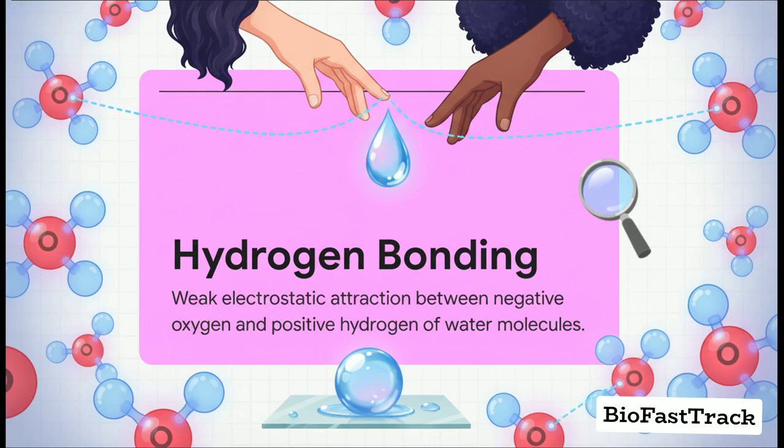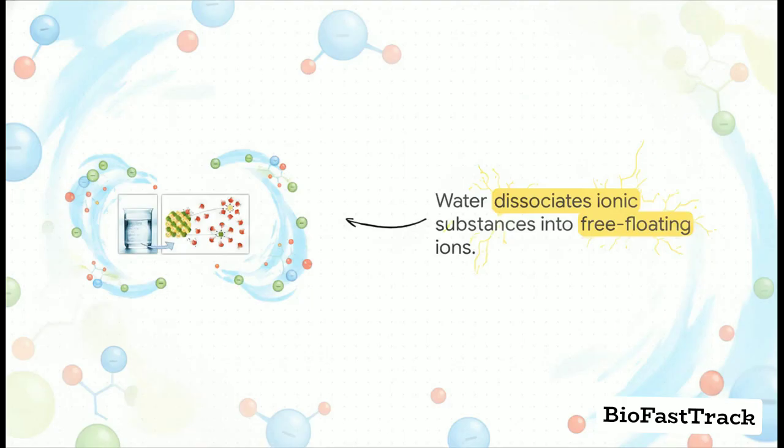Now, a single hydrogen bond on its own is actually pretty weak, but when you have millions of them working together, they give water this unbelievable life-supporting cohesion. It's the exact reason a single droplet can perfectly hold its shape on your glass lab slide. That polar nature is also exactly why water earns the title of the universal solvent.